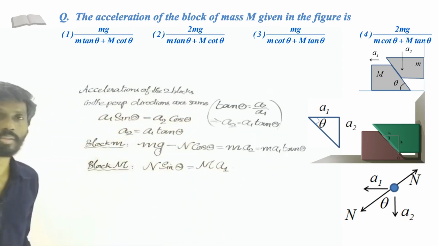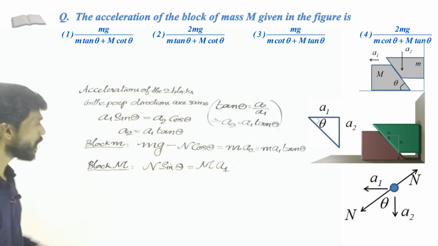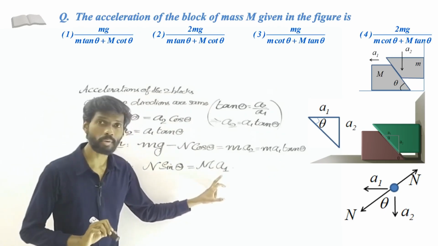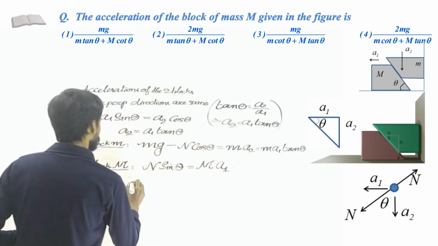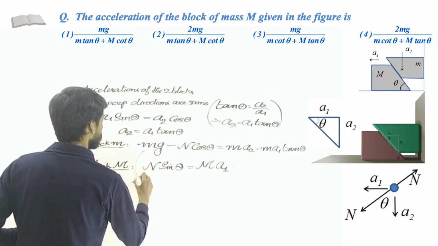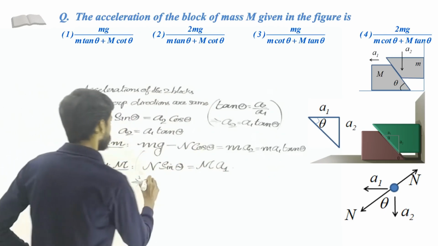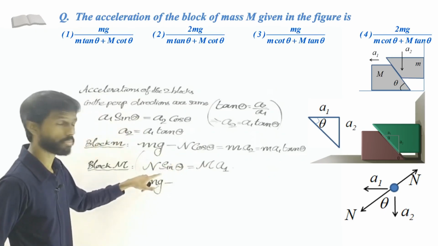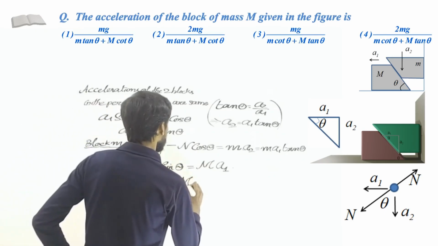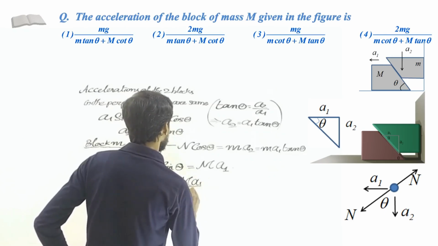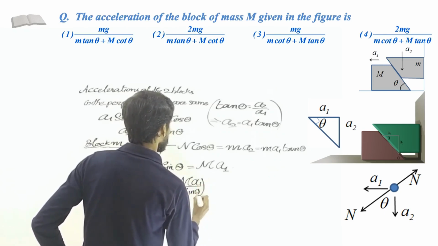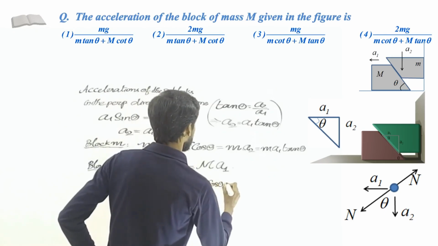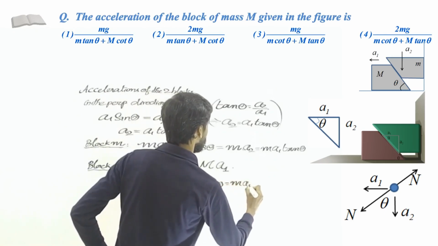Now we just solve these two equations to get our required answer. We have to eliminate this n, because n is not required in the question; we just need a1. So I'm writing this equation here: mg minus n cos theta, where n can be written from the other equation. What is n? m a1 divided by sin theta, multiplied by cos theta, that equals m a1 tan theta.